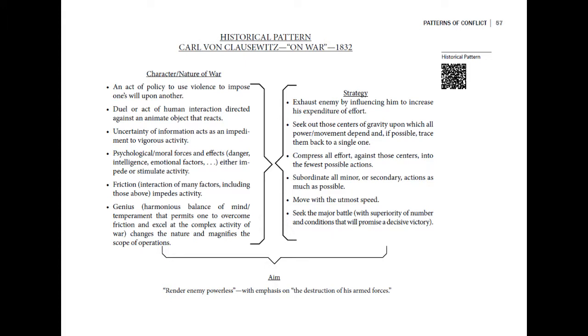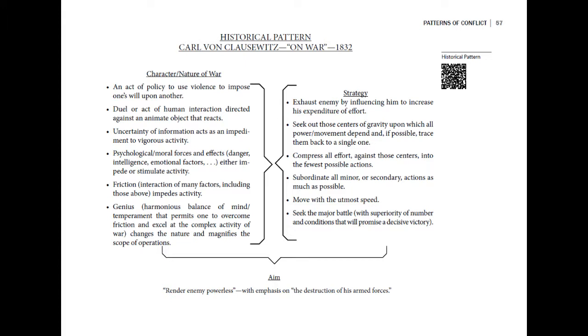And then strategy. This strategy: exhaust the enemy, influence and increase expenditure. And then seek out those centers of gravity upon which all power and movement depend, so trace them back to a single one. Look at all those powers and see if ideally you can take it back to one. And then he squeezes it one more time. He says, in that effort, compress all effort against those centers into the fewest possible actions.